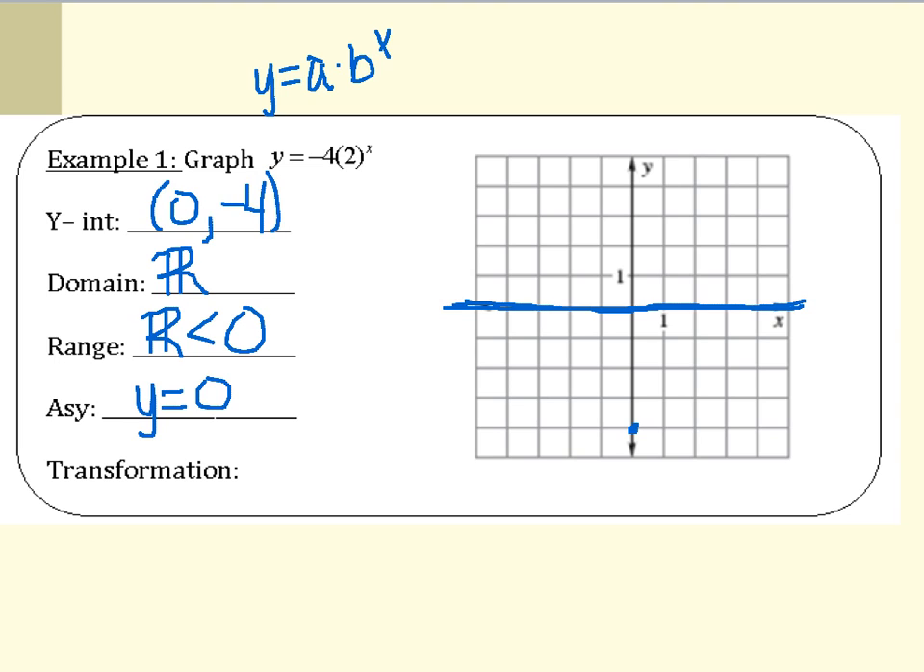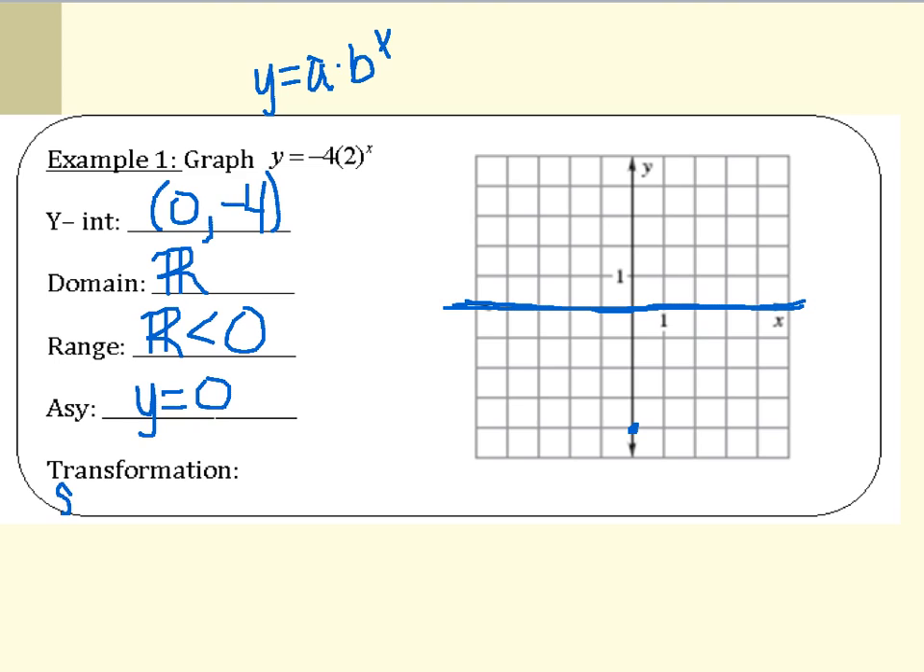And let's look for our transformation. So let's think back. Our parent function comes right through here. And I had a stretch of 4, but then it came and got flipped all the way down here. That's what that negative sign did. It made it flip or reflect over the x-axis. So for my transformation, I need to include both of those things.